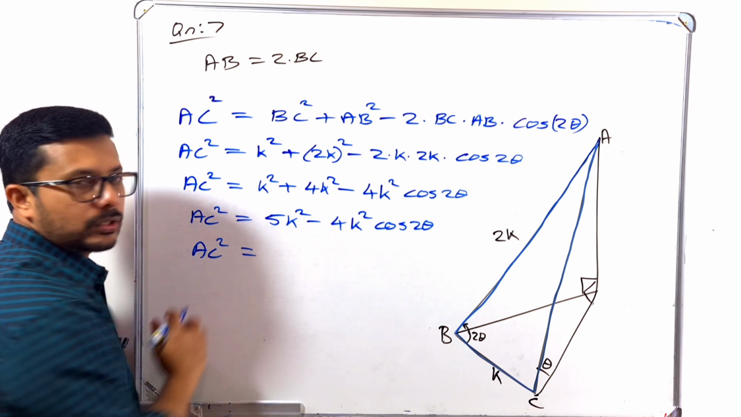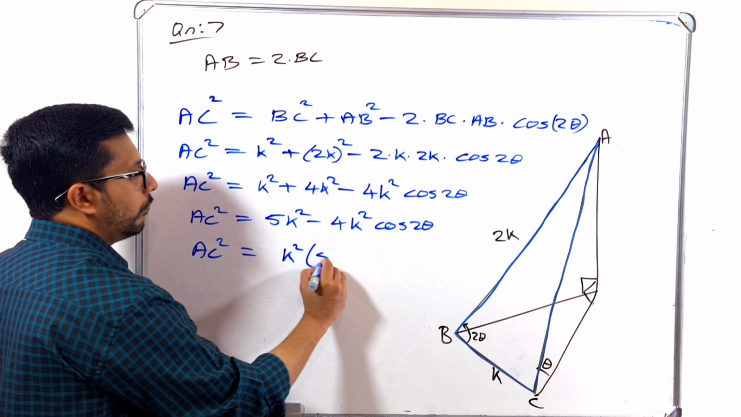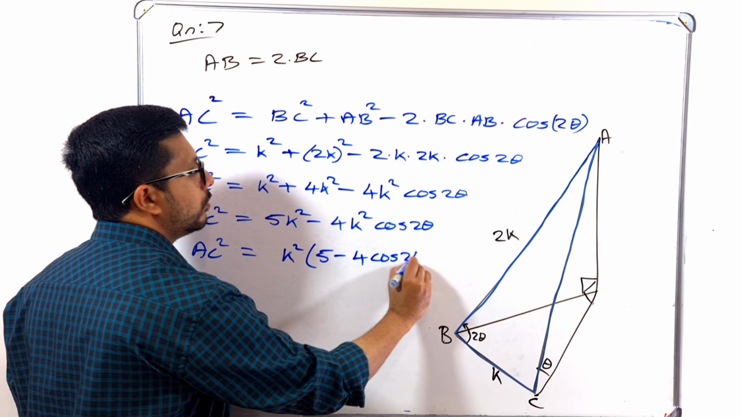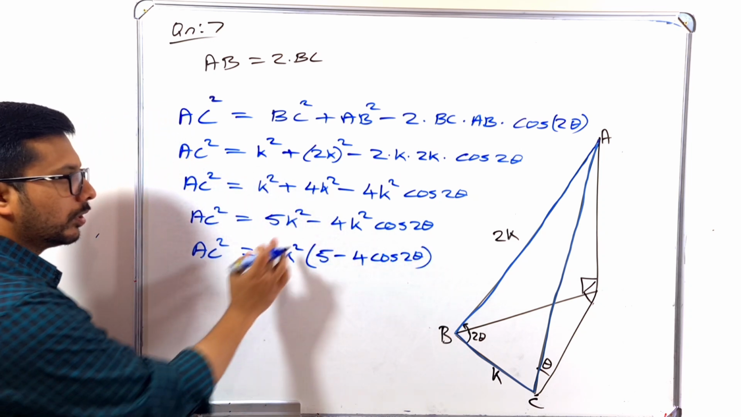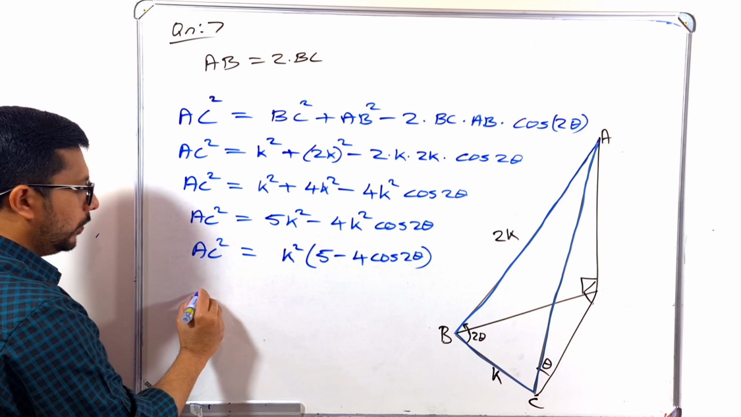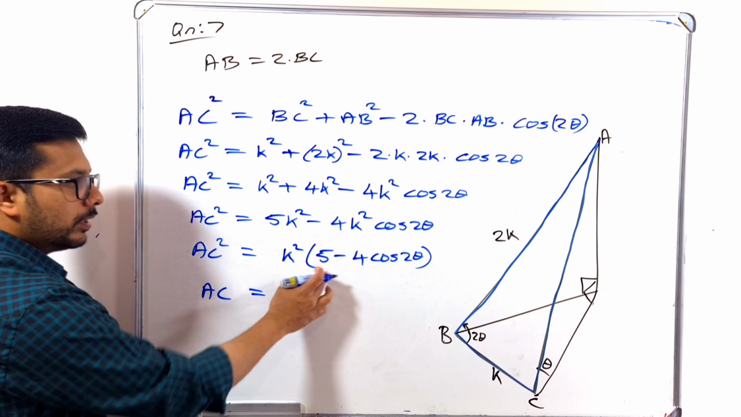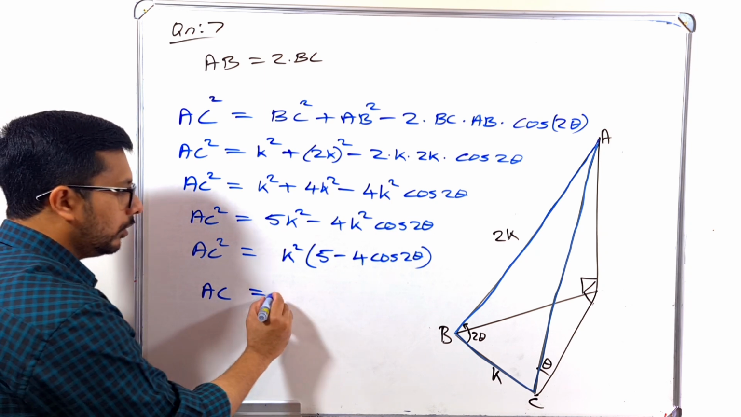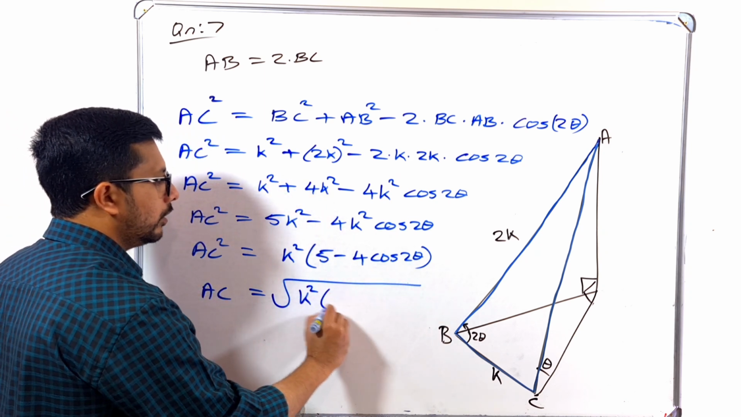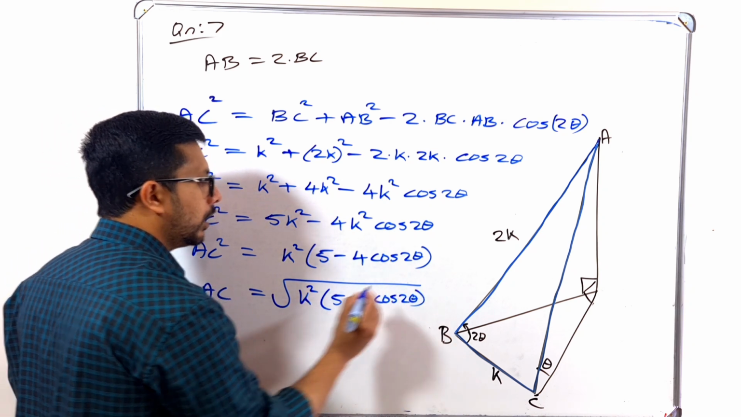So from there, what is AC square? Take K square as common factor. So K square into 5 minus 4 cos 2 theta. I took K square as common factor. Okay, so from here, what is AC? AC square is this one, so if you want to find AC, you have to take the square root. Am I right?